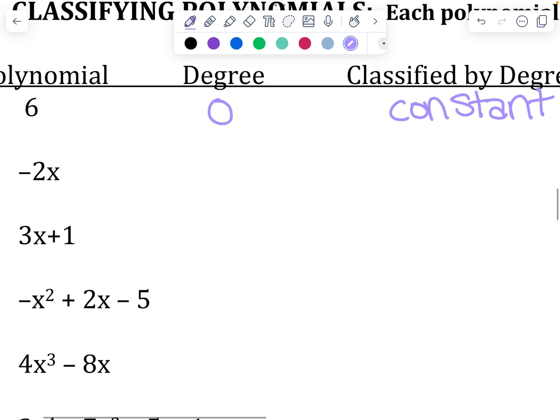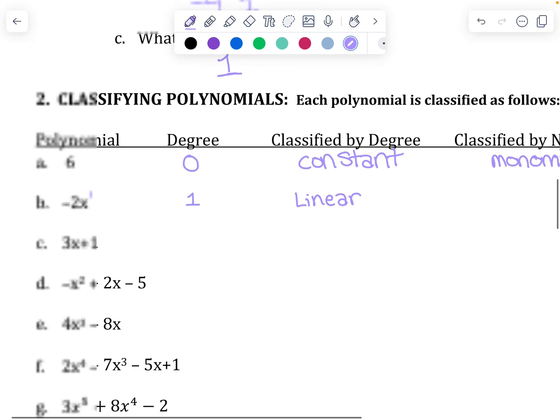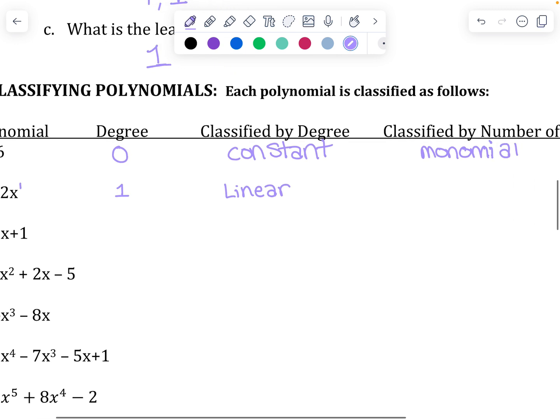Now once you start to see your variables, for sure there's going to be an exponent, no matter what. If you don't see the exponent, secretly there's an exponent there. It's 1. So my degree here, the highest degree, is 1. If your highest degree is 1, this is called linear, which just means a straight line like we've graphed. y = mx + b. And in letter B, I see no plus or minus signs. So classified by the number of terms, this one is also a monomial.